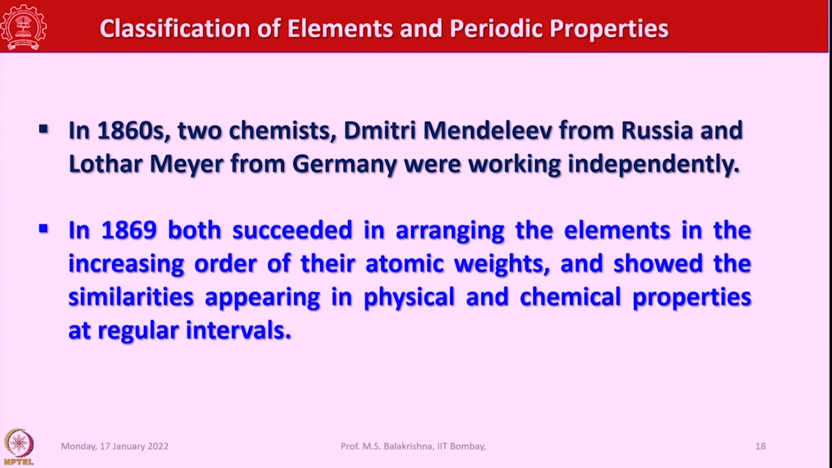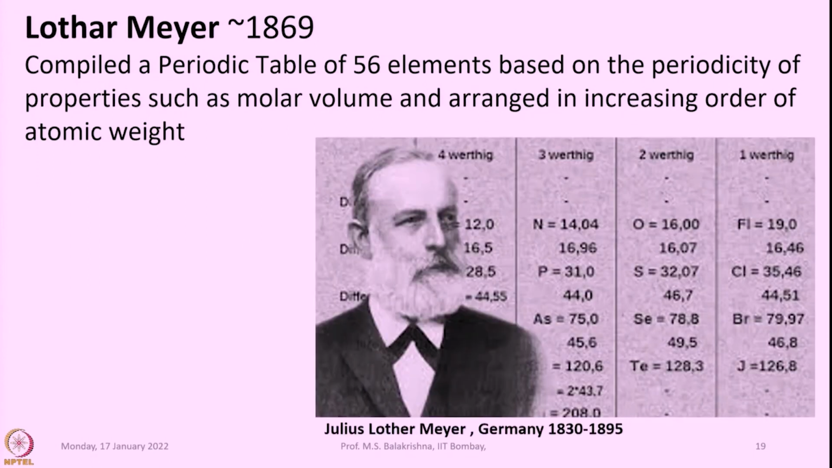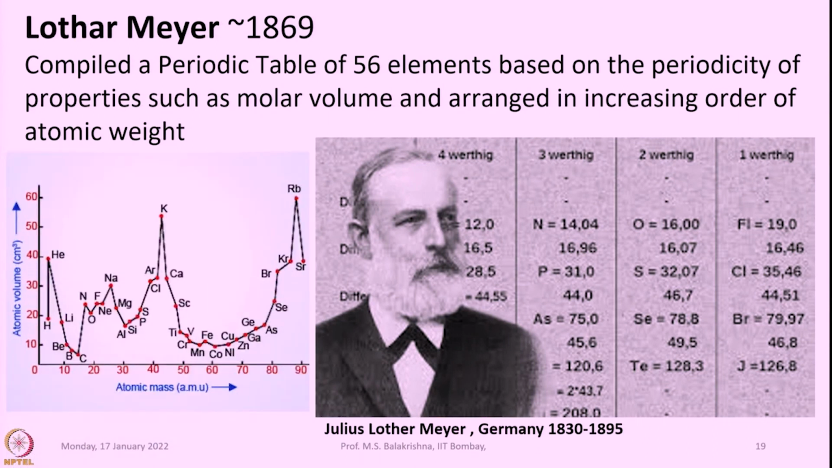Around 1869 Lothar Meyer compiled a periodic table of 56 elements based on the periodicity of properties such as molar volume, arranged in increasing order of their atomic weight. This is Julius Lothar Meyer's plot. You can see it in some of the old textbooks, and the NCERT book also shows this plot. And he also showed the relative trends in their atomic mass, and this is called the Lothar Meyer plot. This also you can see in textbooks.